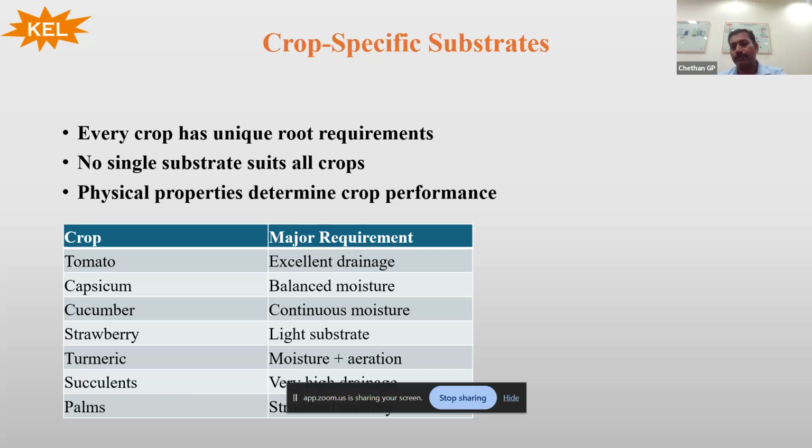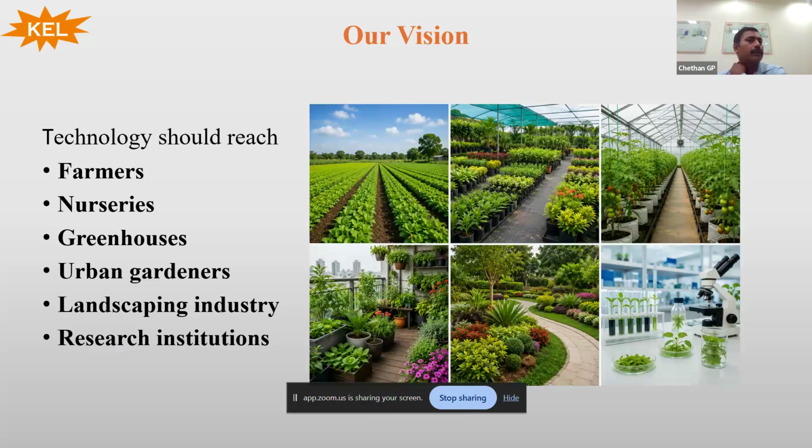Our vision is that scientific innovations create value only when they are successfully transferred to end users. Our vision is to ensure the substrate technology is accessible not only to research institutions but also to commercial farmers, nursery operators, greenhouse growers, landscapers, and urban gardeners. Every grower should have access to soilless growing media that improve productivity while conserving natural resources.